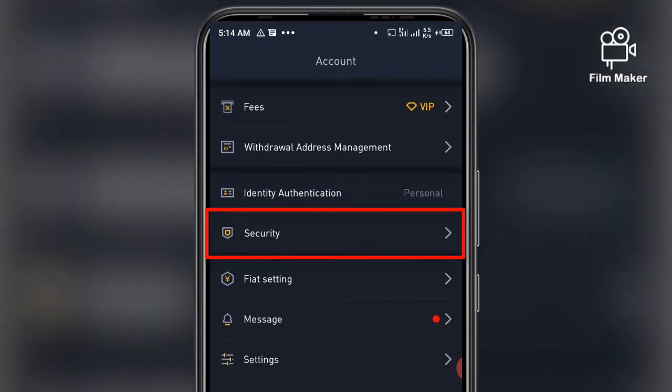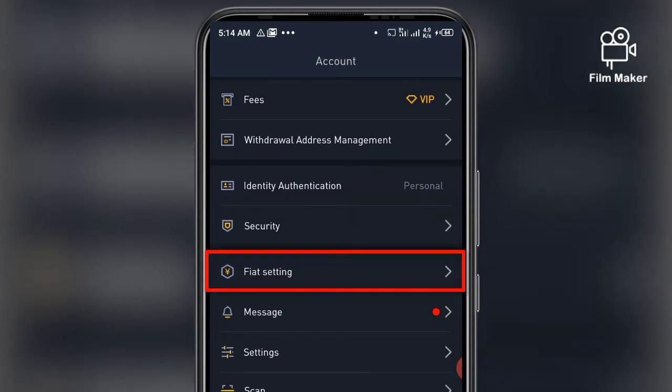Maybe you are using Google Authenticator, or you are using mobile authentication. You can also see your fiat settings. Now, this fiat settings is how I set my mobile app to be using Naira as its denomination, which is very, very good for you if you are in Nigeria. Then you can also see other details.